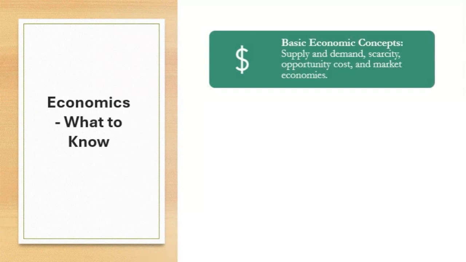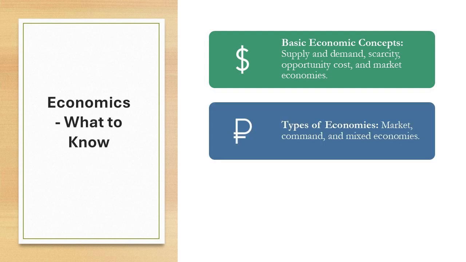Scarcity. This is the idea that resources, like time and money, are limited and therefore we must make choices about how to allocate them. Opportunity cost. This is the cost of choosing one option over another. If you choose to spend your time studying for the GED rather than working, the opportunity cost is the income you could have earned. Market economies. These are economies where decisions about production and investment are guided by the price signals created by supply and demand.